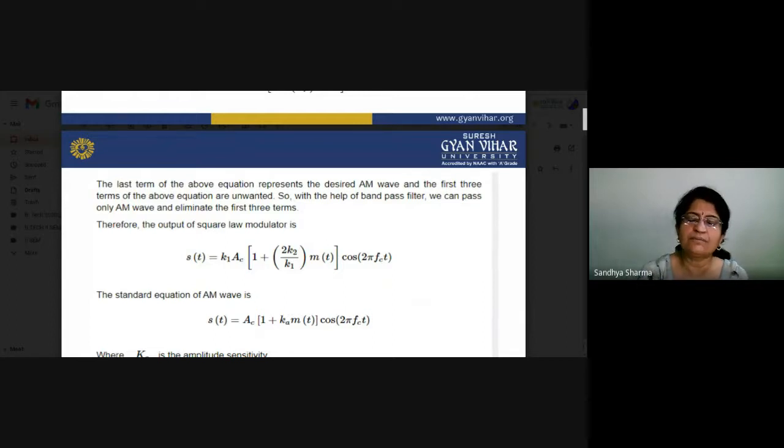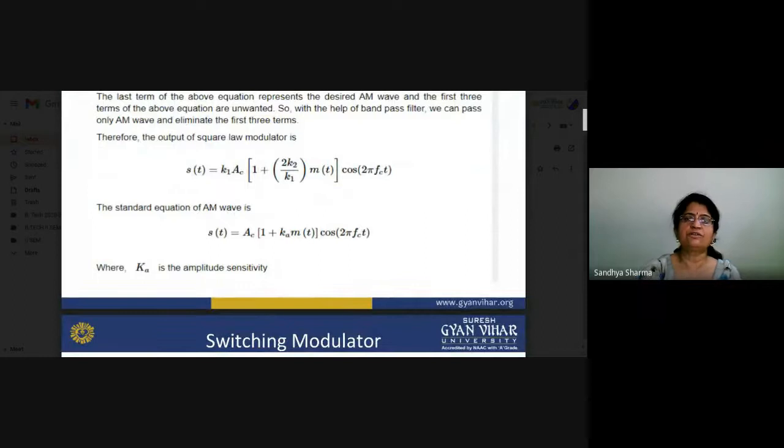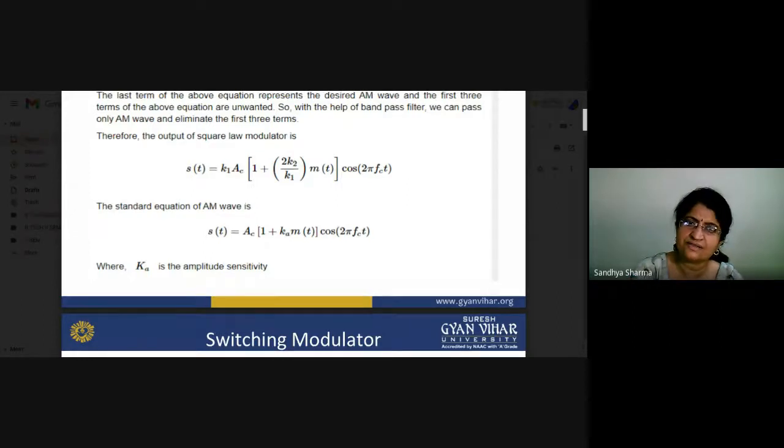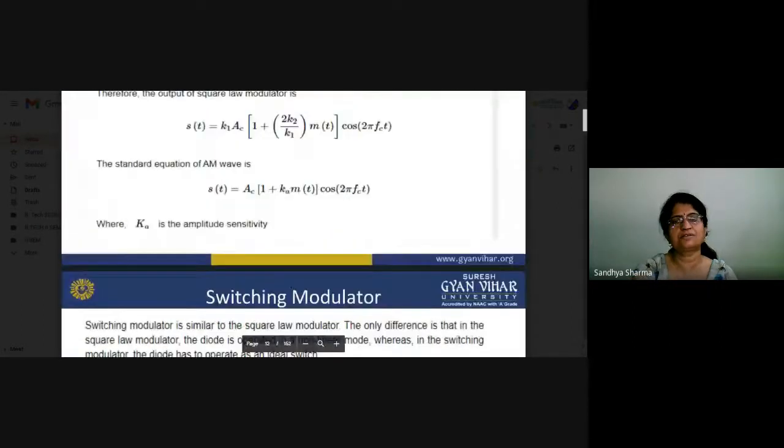Here the basic requirement is that we have to design a band pass filter such that our frequency band will pass through this filter. Therefore we can see here the output of the square law modulator. If we compare this equation with the standard equation of amplitude modulation, which is Ac(1 plus Ka m(t)) cos 2 pi fc t, then Ka is equal to 2 K2 by K1, and the other terms are approximately the same. So that is basically the process of conversion.